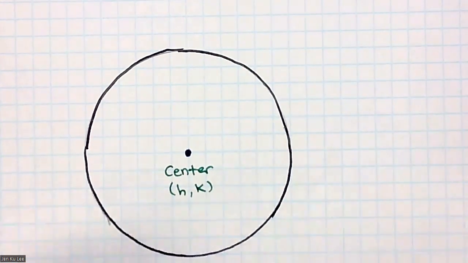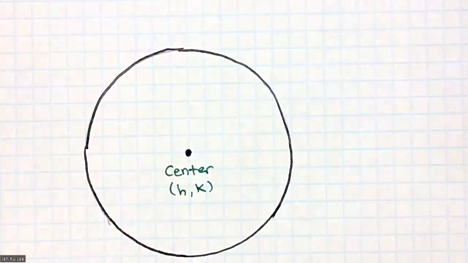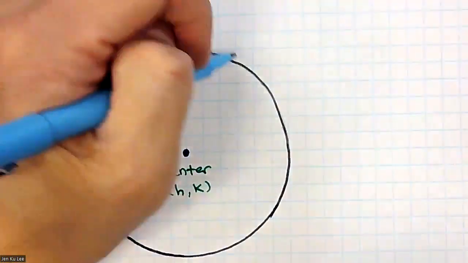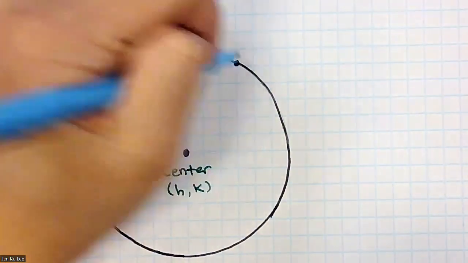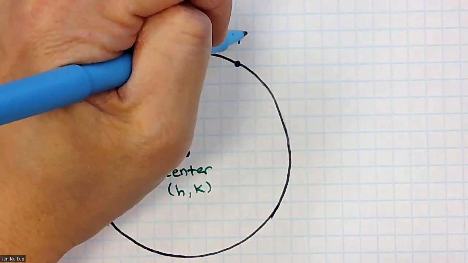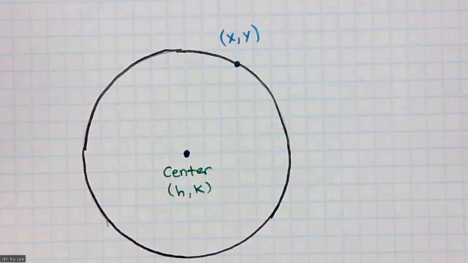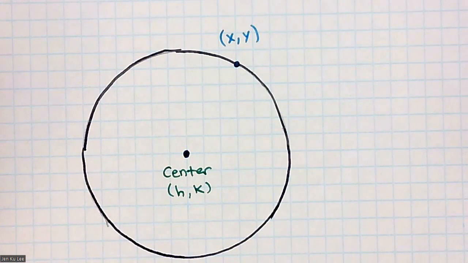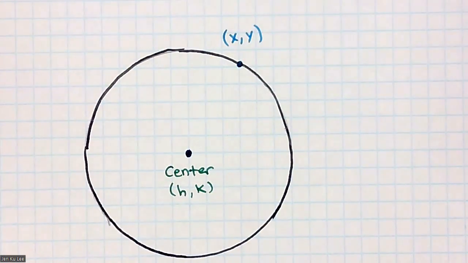And if I pick a random point along this circle, like that point there, I'm going to label this point x comma y. Okay? So to derive the circle formula, that's what we're going to do.